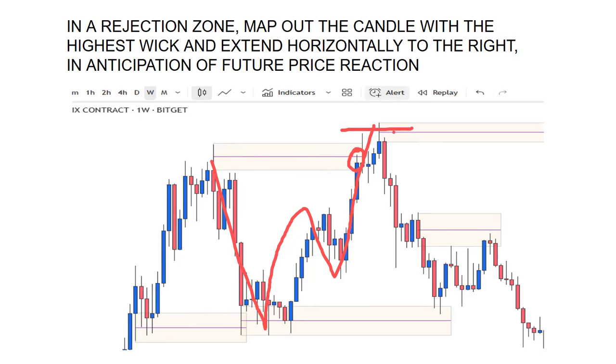Now, because this is a measurement-based approach, we are looking for that 0.886, that 1.618, that 1.13, that 1.272 measurement into this level. So it could be here, it could be anywhere, but we want price to test that ratio and give us a reaction that it is about to go the opposite direction.